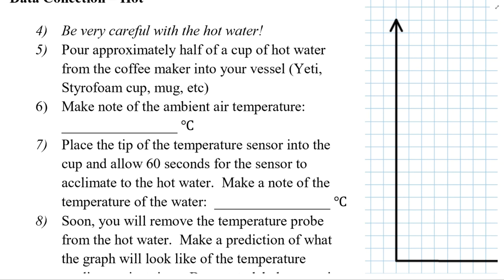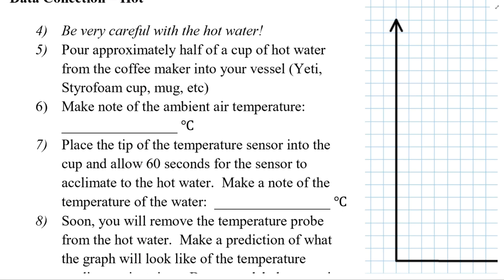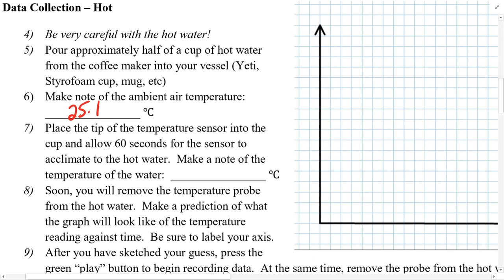So the first thing that I'm going to do is make note of the ambient air temperature. What's the temperature inside the room right now? And right now my thermometer is reading 25.1 degrees Celsius, so I'm going to make note of that. I'm going to ask that you copy this down as well. Next, I'm going to place the tip of the temperature sensor into the cup and wait at least 60 seconds for the temperature to acclimate to the hot water, and we'll make a note of the temperature of the water.